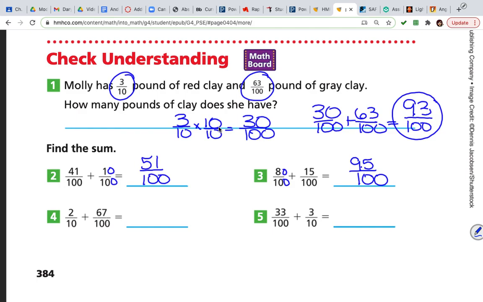Number 4, 2/10 plus 67 hundredths. Well, let's multiply it by 10. So 2/10 times 10 over 10 is 20 hundredths. So 67 plus 20 is 87 hundredths. And number 5, 33 100ths plus 3/10. So we multiply 3/10 times 10 over 10. So we get 30 hundredths. So 33 plus 30 is 63 hundredths. And that's it.